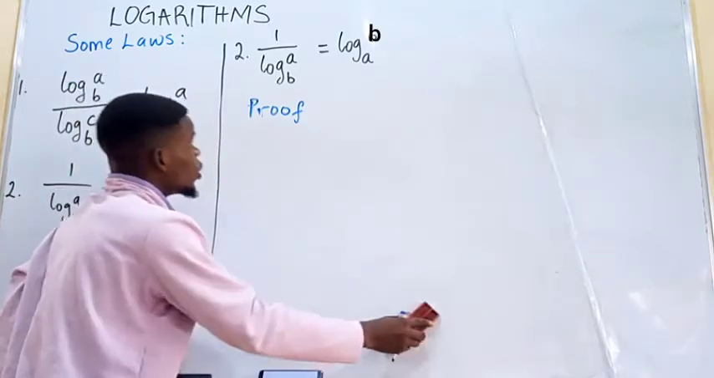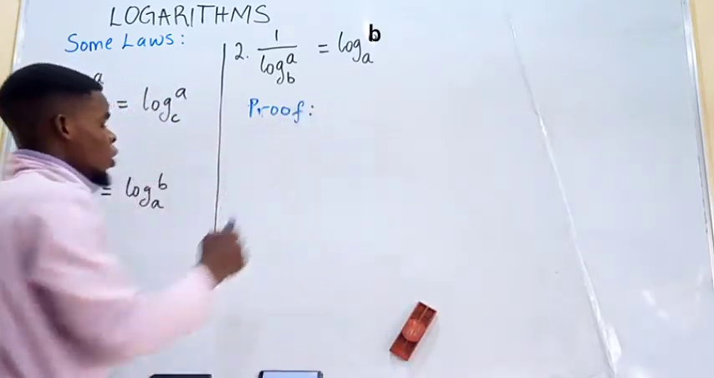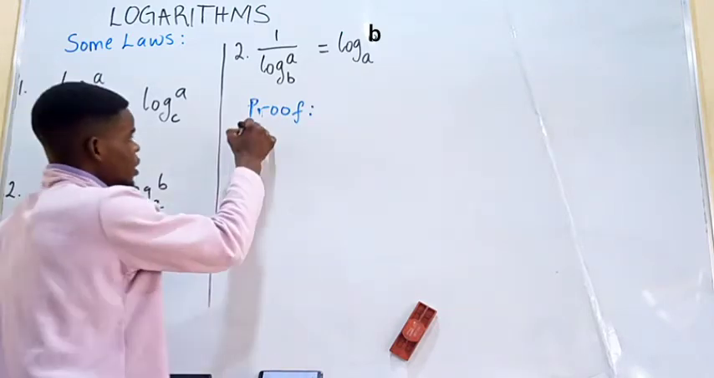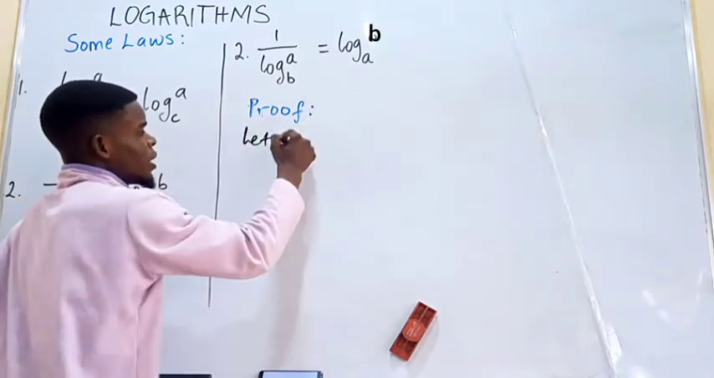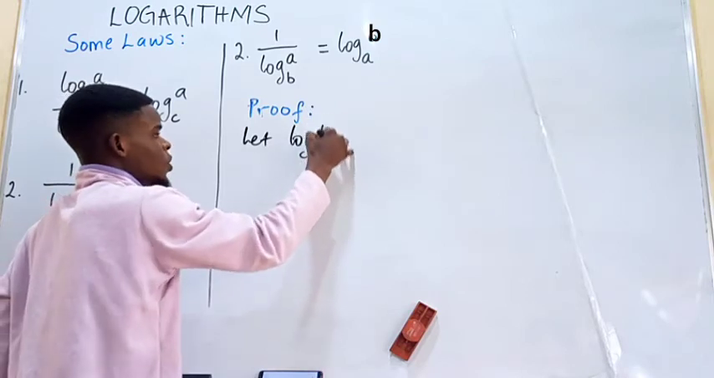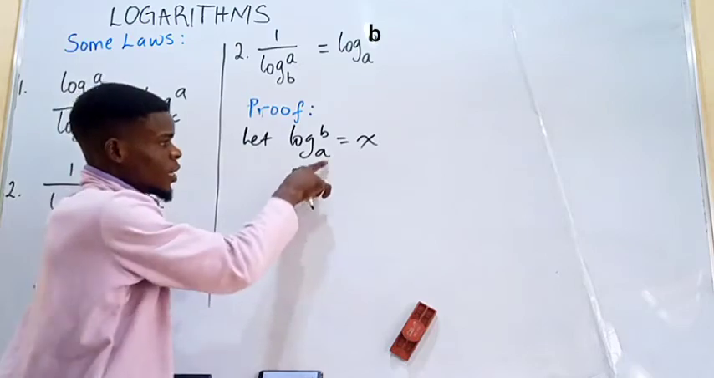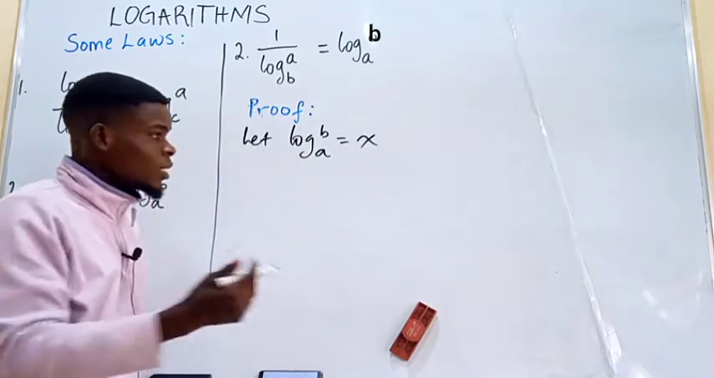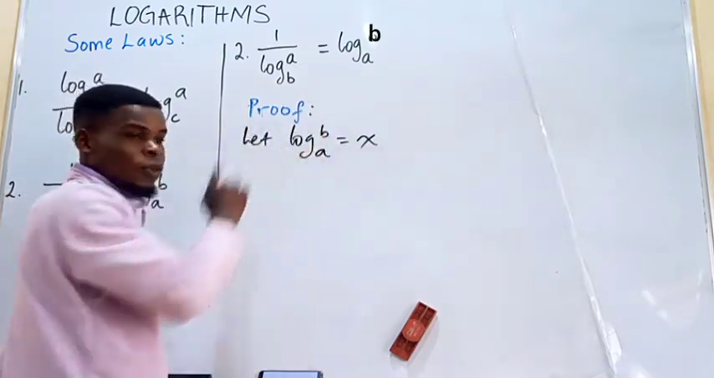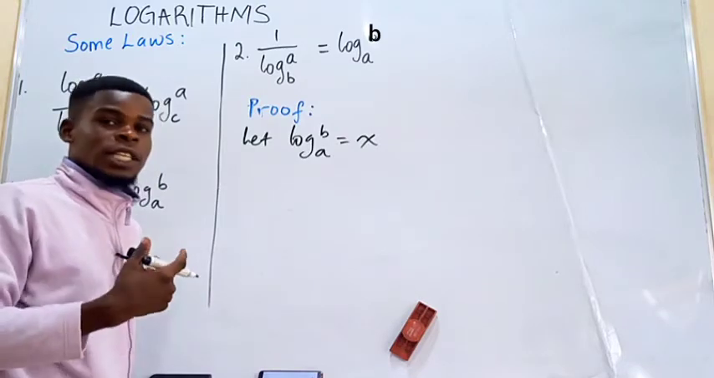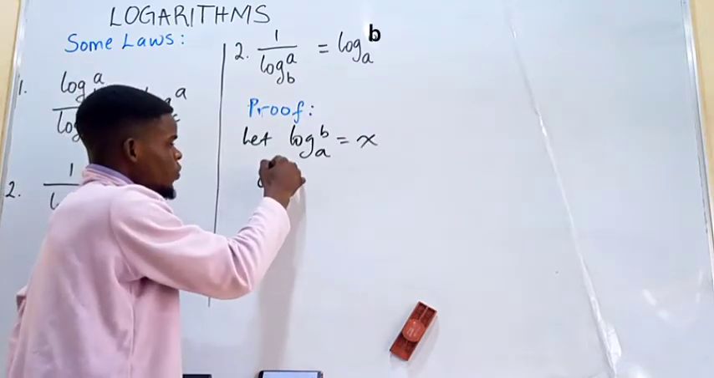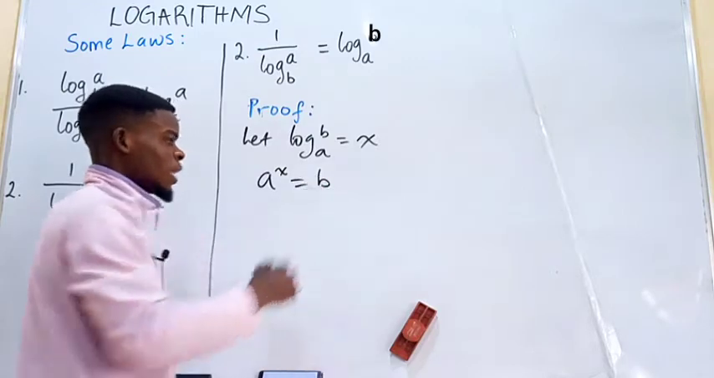Now, as I said earlier, let the right hand side, the logarithm of b to base a, be x. That means that from our basic laws of indices, we're going to take this to this power and we equate it to b. That is changing it to index form. So that will be a raised to power x, and this is equal to b like that.